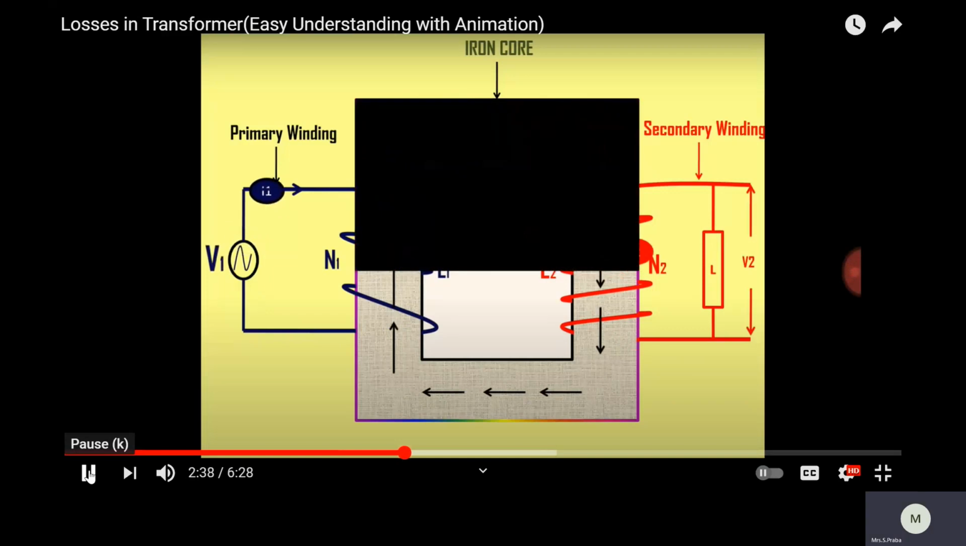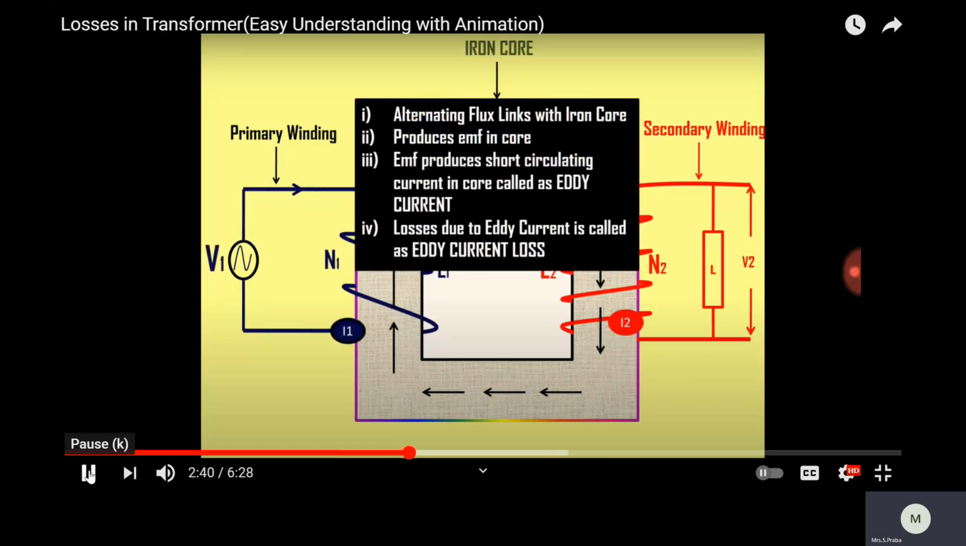So what is the reason for eddy current loss? Alternating flux links with the iron core, then it produces EMF in the core according to Faraday's law of electromagnetic induction. EMF produces short circulating current in the core called eddy current, and losses due to eddy current are called eddy current loss. So this is the first iron loss.